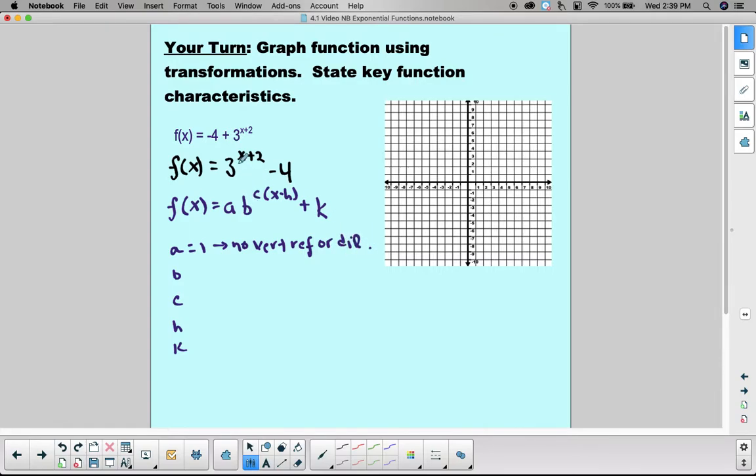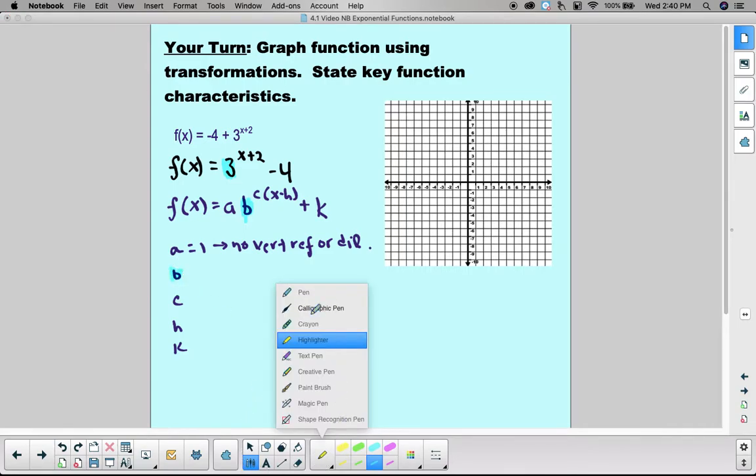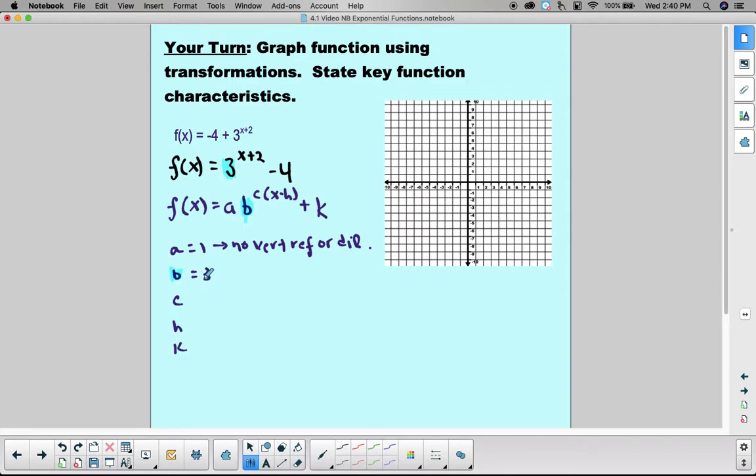The base. That is what the exponent is attached to. The base is equal to 3. So what does that mean? Base is equal to 3 means that the base is greater than 1. So this is growth. And that growth factor is 3. The growth rate is going to be 2, or 200%.